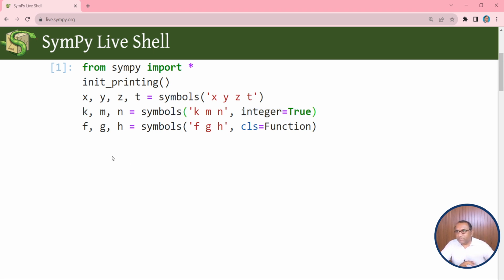After that, we need some functions. To define the functions, we use the same procedure, but at this place we have only c, l, s for calculus, is equal to Function. So these are the required variables, integers, and functions which we need for the present computation.